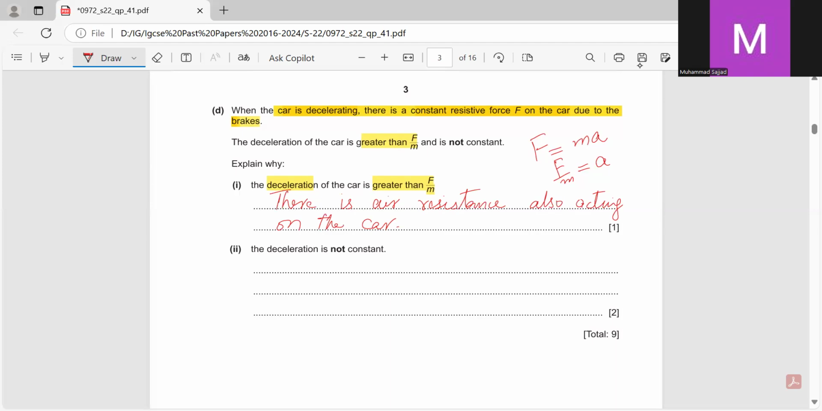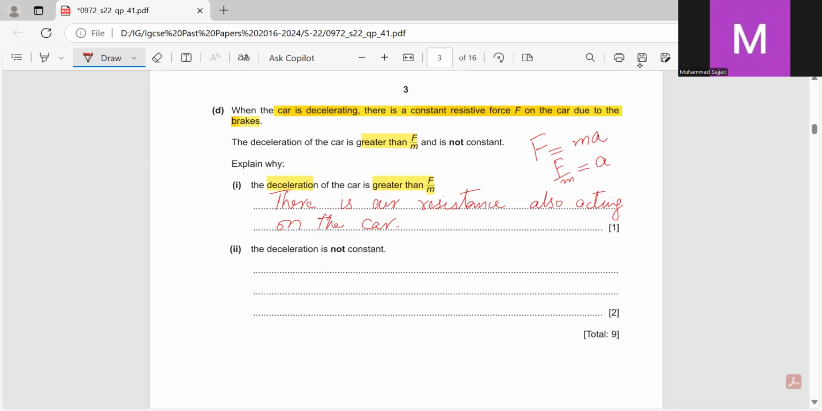2 marks. Why deceleration is not constant? As it is decelerating, it means it is slowing down. So air resistance is also decreasing, because air resistance depends upon the speed of the body. If the speed of the body is more, the air resistance acting on the body will also be more. And there is another factor, the surface area exposed to air. But in this case, surface area is constant. The front of the car is constant. So air resistance is changing. Why? Because the speed is changing.